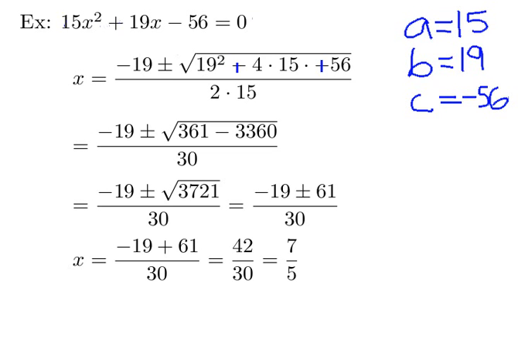So this next part is going to be x equals negative 19 minus 61 (notice that it's the minus now) over 30. And negative 19 minus 61 will give you negative 80. Is that right? Yeah, that's right. It'll give you negative 80 over 30. And then negative 80 over 30 is going to be equal to negative 8/3.